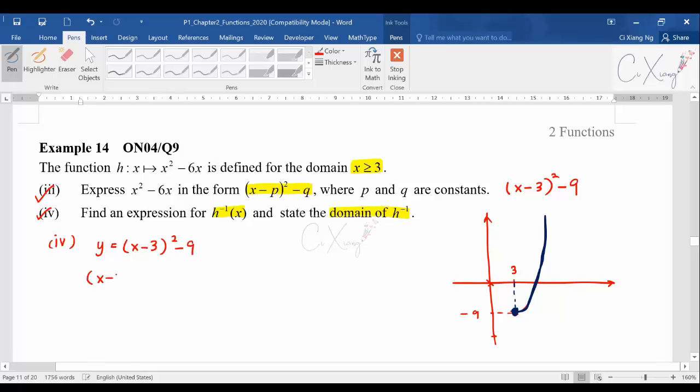Okay, so next step is you want to bring everything over. When you want to take square root, you have to include the plus and minus sign. And after that, you will have x equals to 3 plus minus square root of y plus 9.